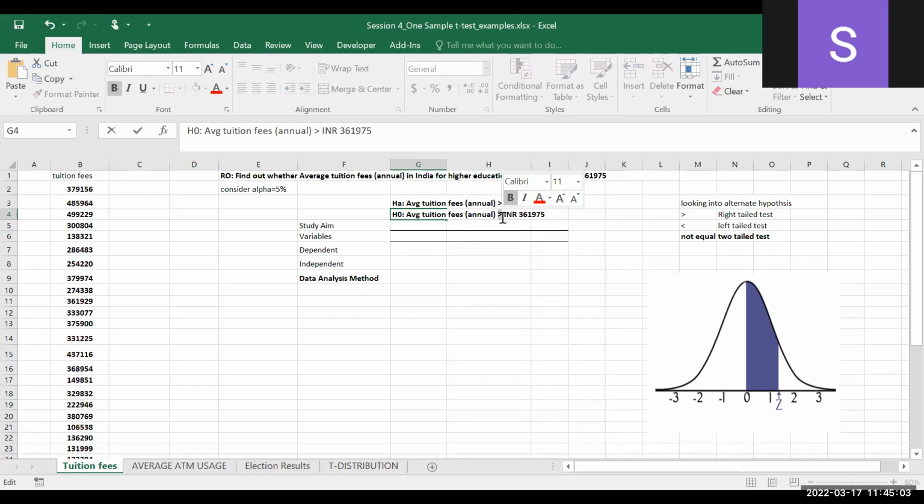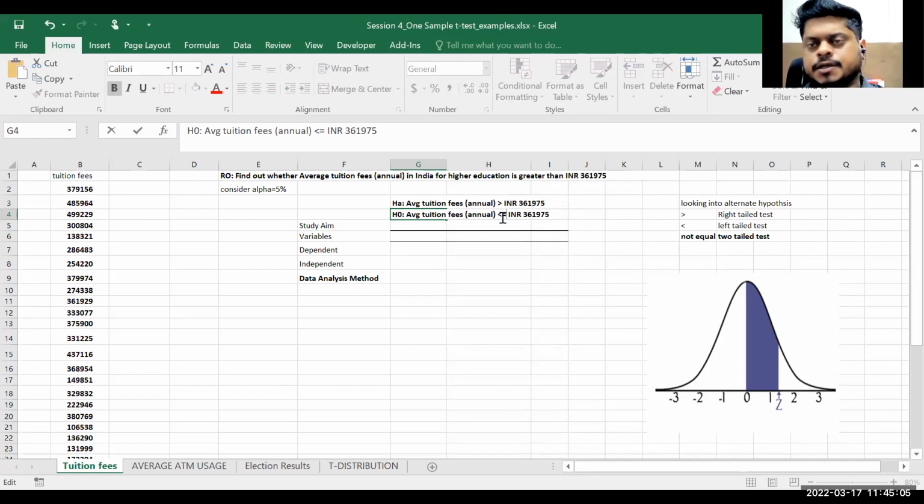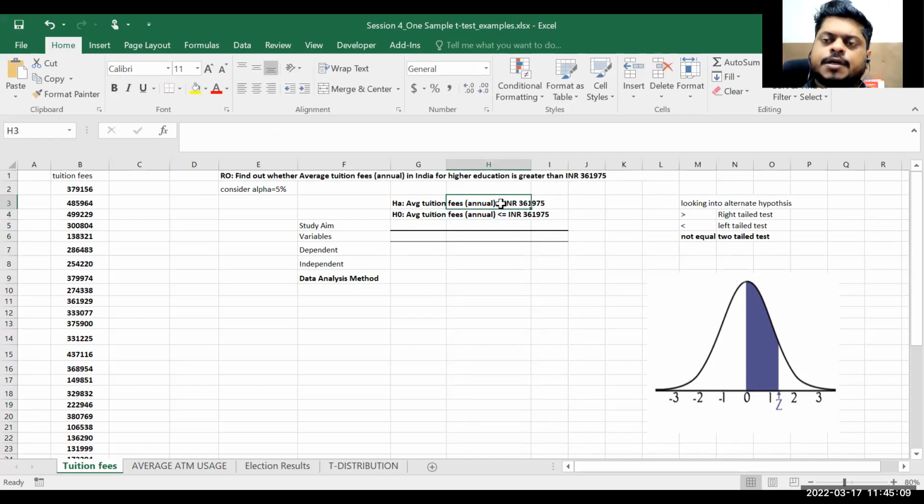So always remember, it is exactly the opposite. If I say my alternate hypothesis is greater than something, the opposite statement will be less than or equal to. So don't put only less than or only equal to. Both symbols have to be there. Then only does it make a proper alternate and null hypothesis. Anyone having any questions on this?